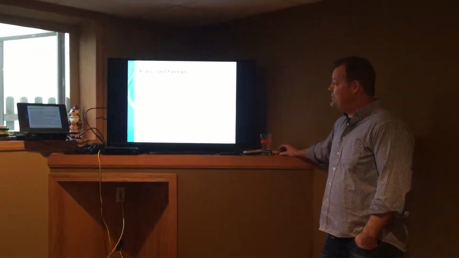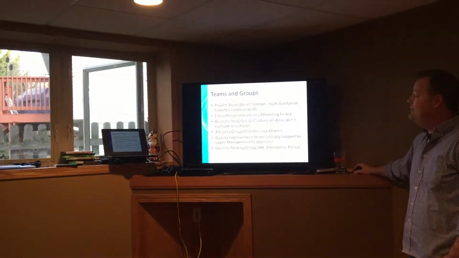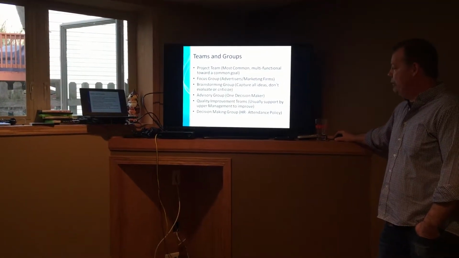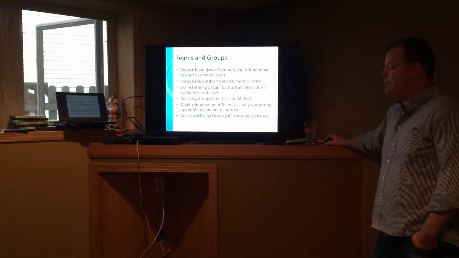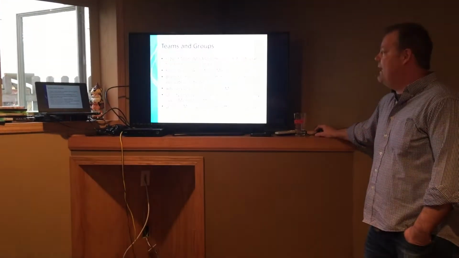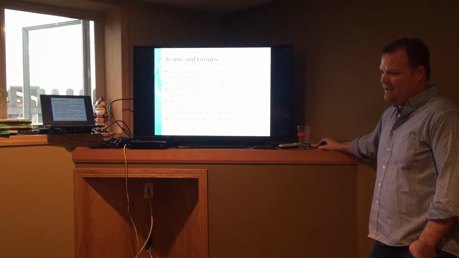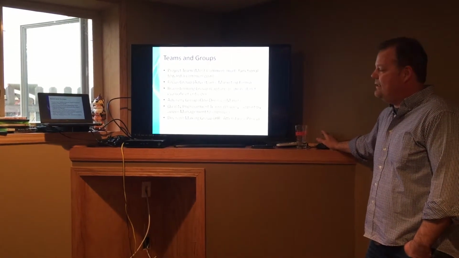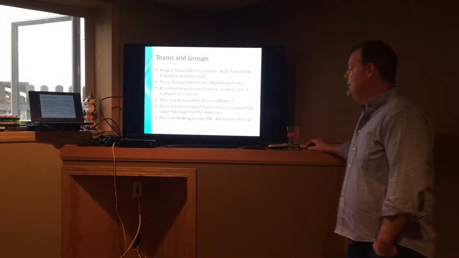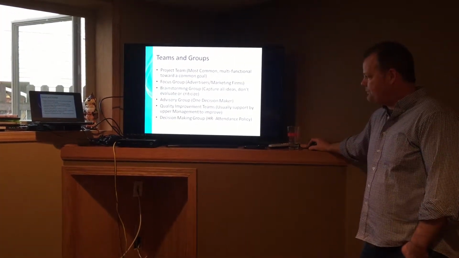There's brainstorming groups. Obviously, just as it's stated, this is to capture any ideas that you can come up with as a group. And the idea is not to evaluate any of those ideas, to document those, and then don't criticize any of the ideas that are coming. Any idea is a good idea, and they'll be evaluated later on at some given time.